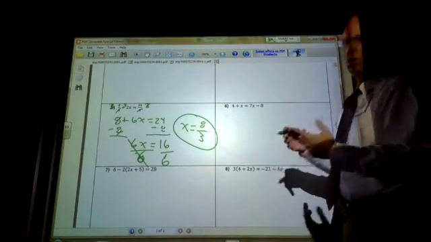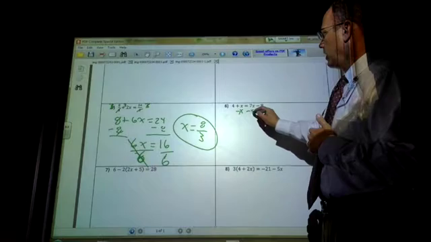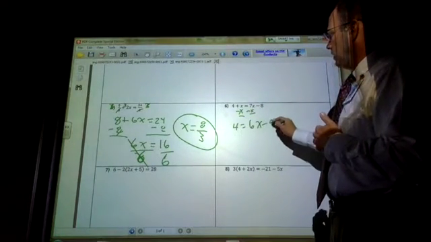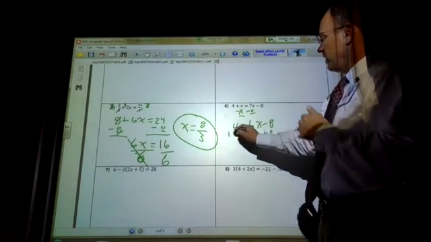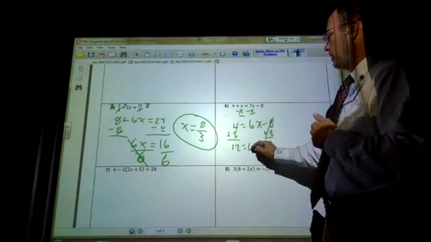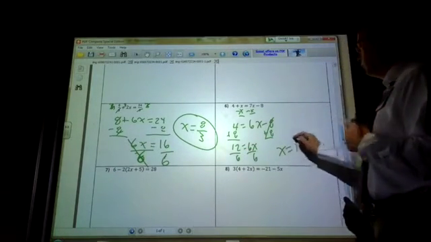Next problem, I have x's and numbers on both sides, so I'm going to start isolating. I'm going to subtract x from both sides. That can be 4 equals 6x minus 8. Add 8 to both sides. Those cancel, it gives me 12 is equal to 6x. Divide each side by 6. So x is going to be equal to 2.